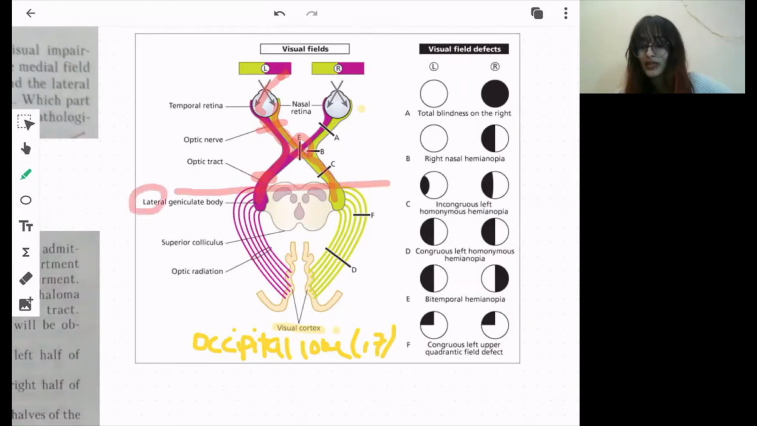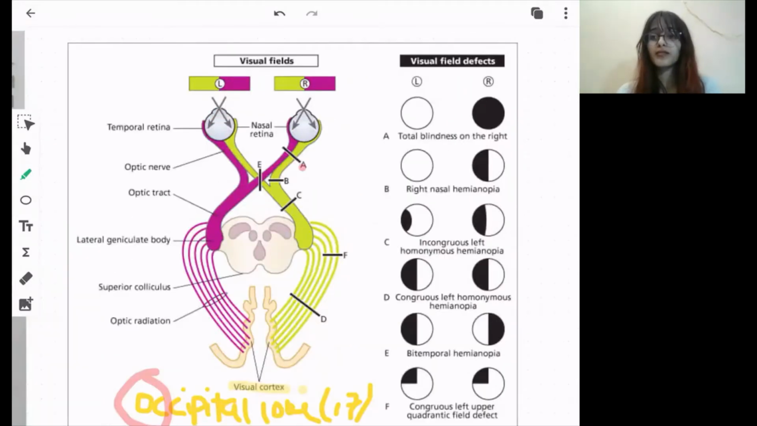But obviously, you should know the lateral geniculate body and the occipital lobe, where the primary visual cortex is located. So yeah, our main task is to solve the questions regarding the visual field defects.